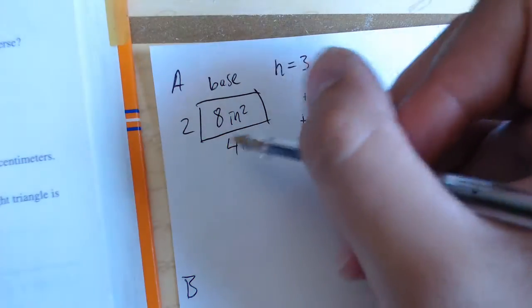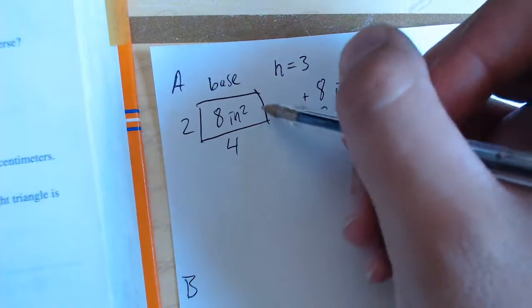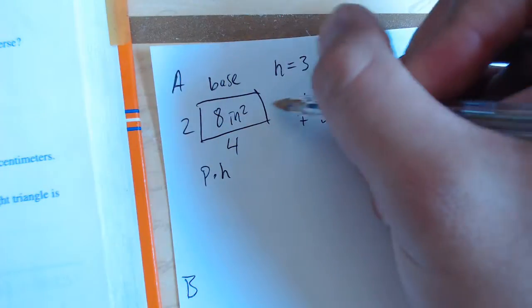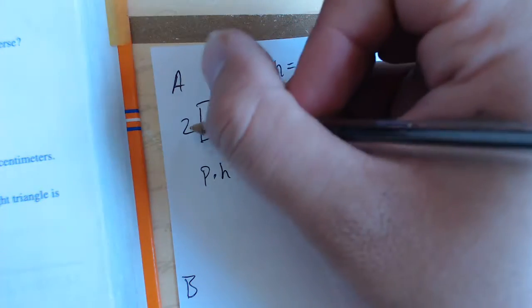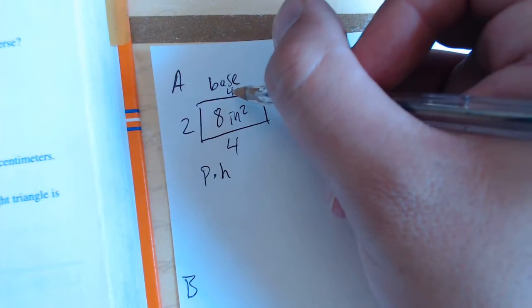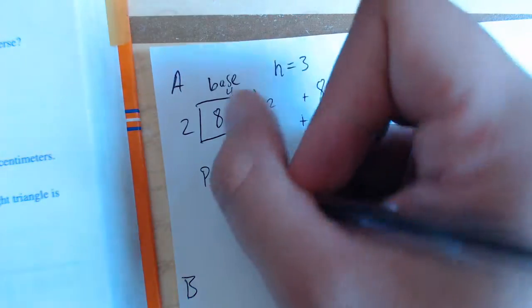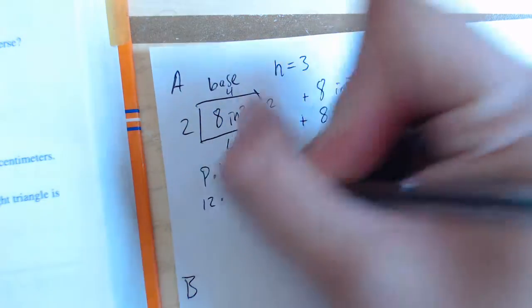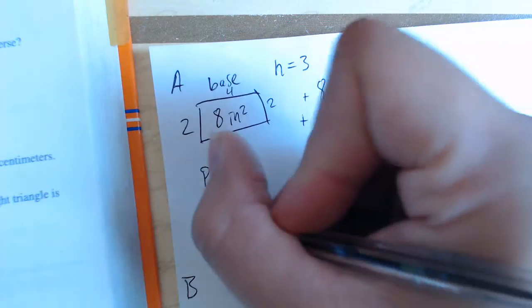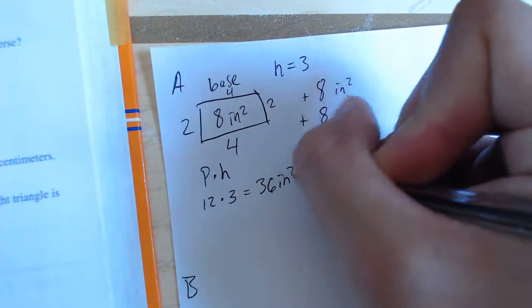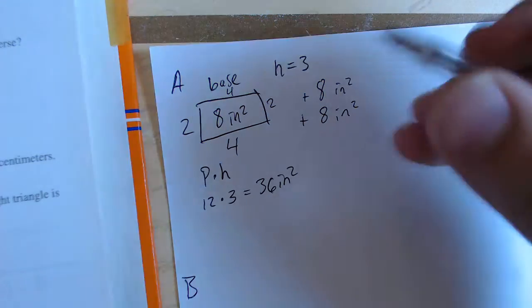And then we have to find the lateral surface area, or the area of the walls. If you remember from class, that's perimeter times height. So the perimeter is going to be 4 plus 2 is 6, plus 4 is 10, plus 2 is 12. So the perimeter is going to be 12 times the height of 3. 12 times 3 gives me 36 inches squared for the walls, or the lateral surface area.